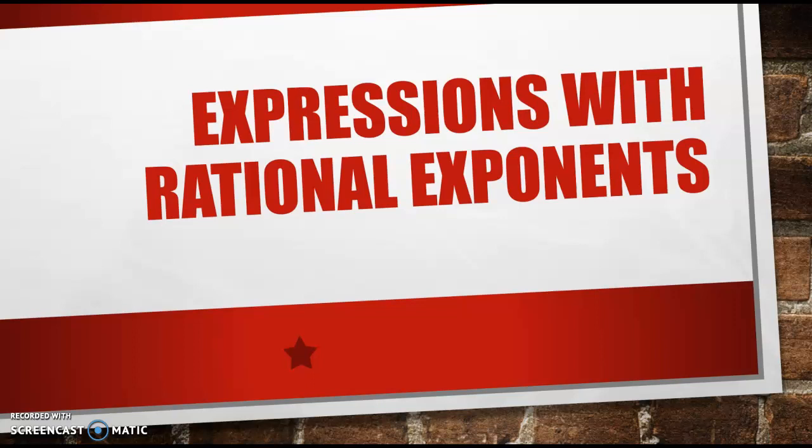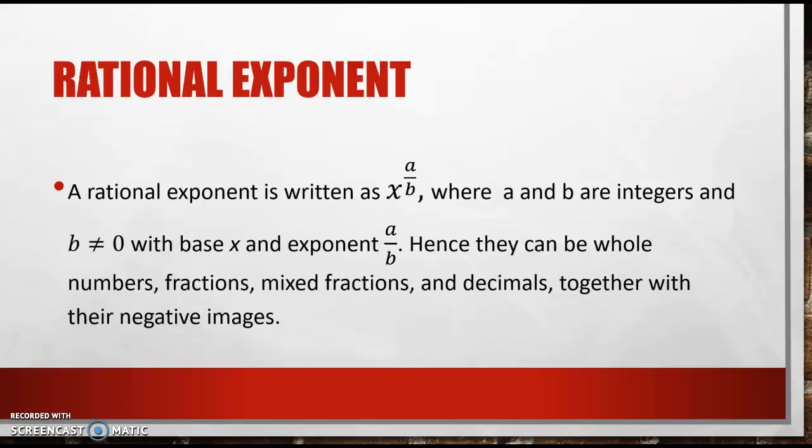For today, we'll be talking about expressions with rational exponents and how to simplify them. So, what are rational exponents? A rational exponent is an expression written as x raised to a over b, where a and b are integers and b must not be equal to 0. And of course, it's a power, so we have the base as x and the exponent as a over b. The base can be a whole number, fraction, mixed fraction, or decimal, together with the negative ones.